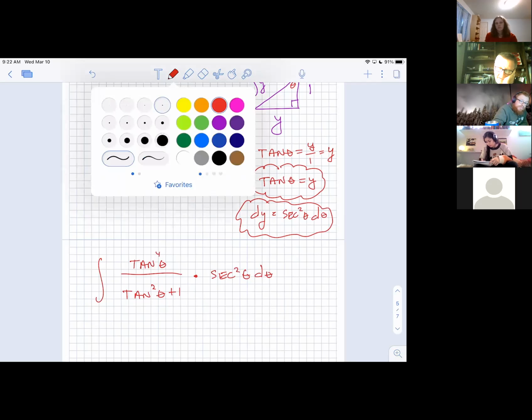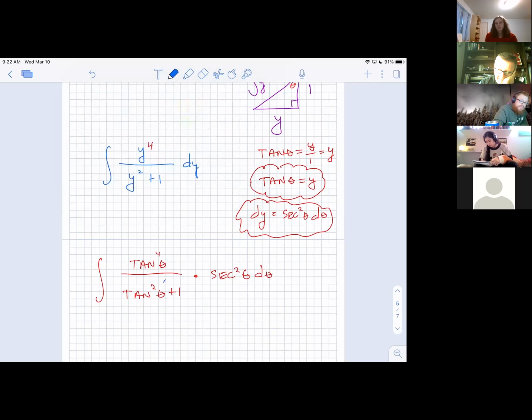But I can see already that this is just secant squared. And then all of a sudden, because I don't have any exponents like I did a minute ago, that cancels with that. And so now I have it down to tangent theta to the fourth. But notice, no wonder this is question 54. I'm still not out of the woods.